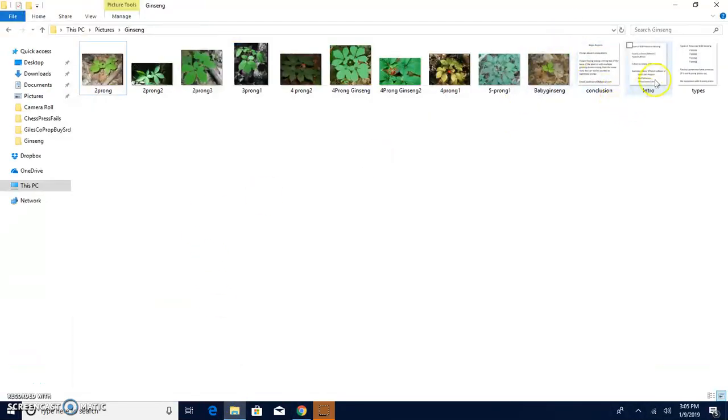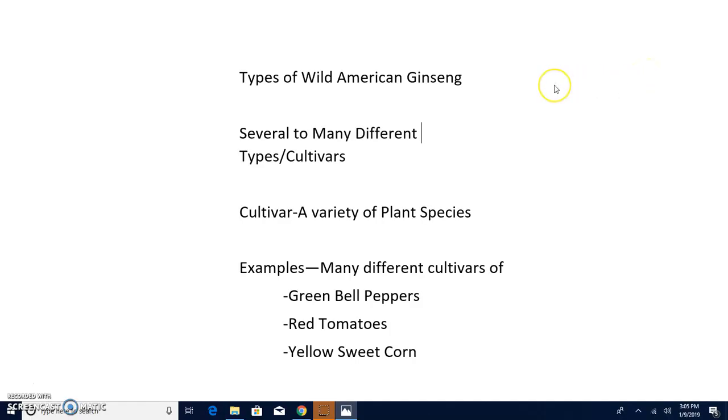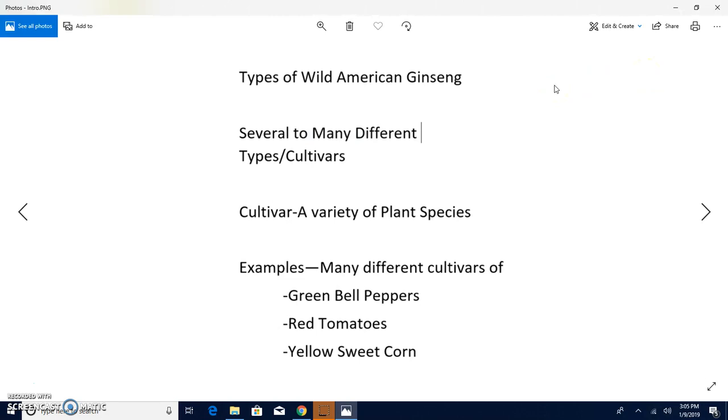Hello, folks. What we're going to do today is talk about some ginseng, and we're going to talk about types of wild American ginseng. There are many different types of wild ginseng. I've got some pictures here that I'm going to be showing you.